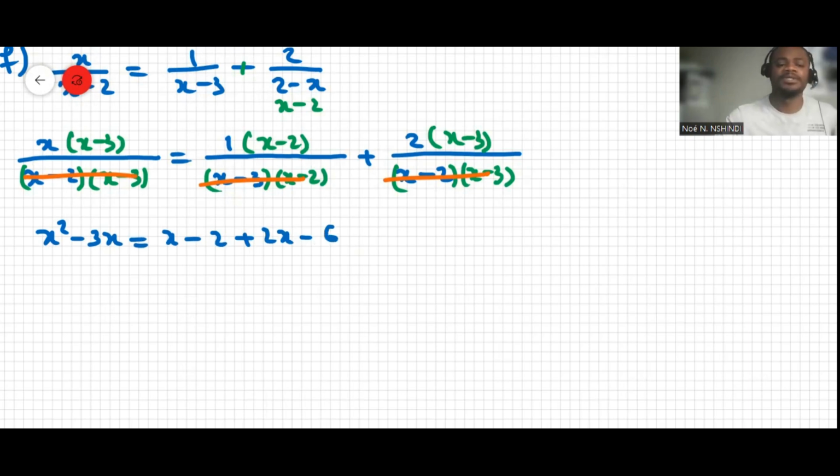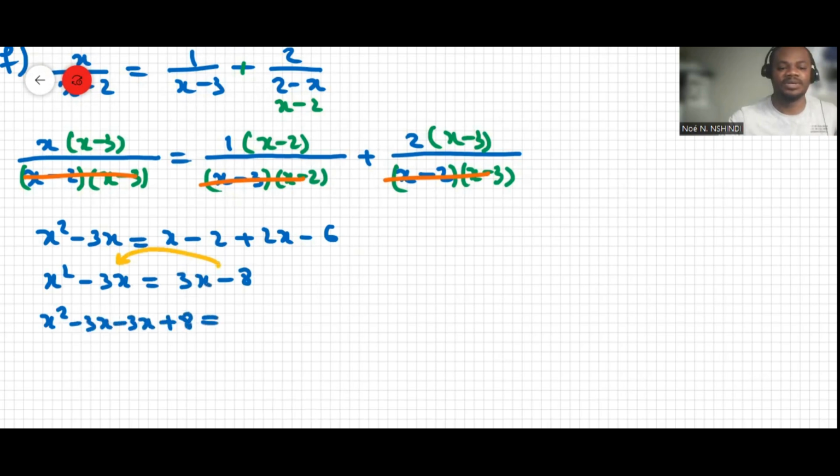So this will be x squared minus 3x equal to 3x minus 8. Now, if I move the 3x over, I can move everything over. It's going to be x squared minus 3x minus 3x plus 8 equals 0. That makes x squared minus 6x plus 8 equals 0. Now we have a quadratic trinomial. We can solve this by factorization.